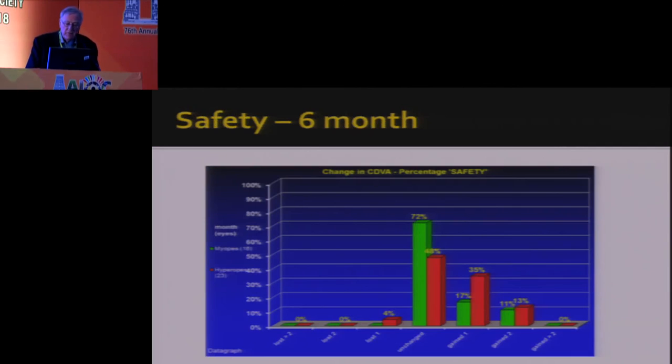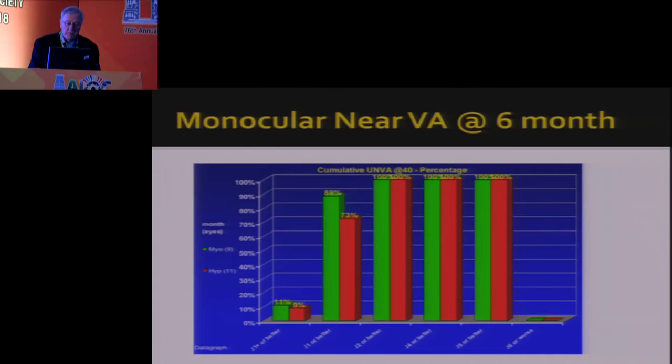The change in corrected distance visual acuity you can see here: for the myopic group in 72% we gained lines, then in the hyperopic group. And the monocular near visual acuity after 6 months, cumulative for the myopic and hyperopic group, for Jaeger 2 or better is the same in both groups.